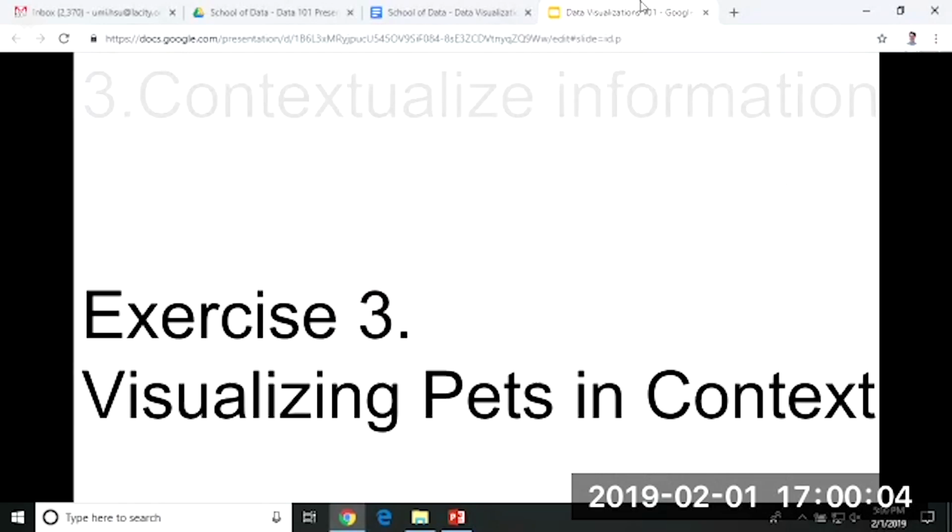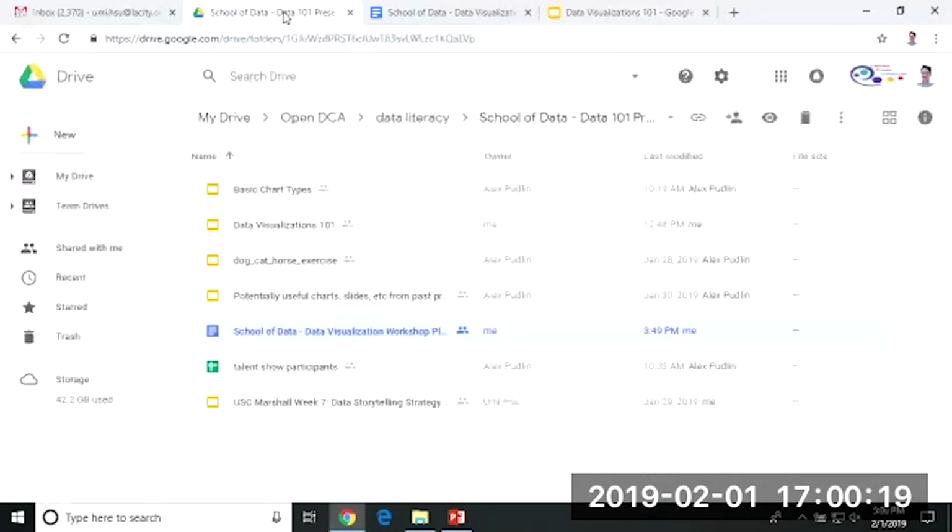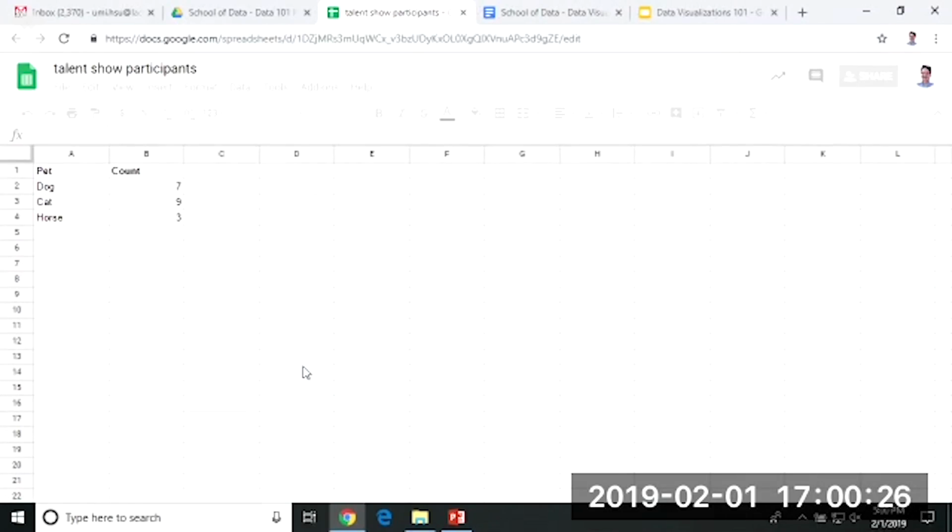We have some more talent show information for you. Not only that, we have different years for the talent show. We still have 3 animals. It's still dogs, cats, and horses. So goat fans out there, sorry, we'll have to wait for the next iteration of this. And then we also have counties.